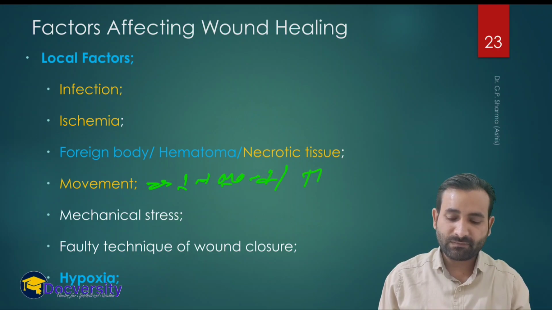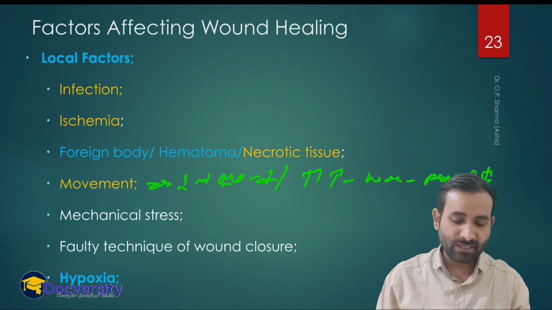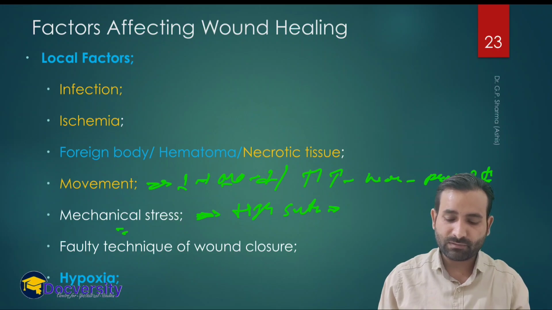If you have excessive movement, you have more blood flow, that produces the proud flesh. So remember, mechanical stress, you have the mechanical stress at the site of the wound. For example, you apply a tight suture, right? Tight suture means that produces what? The necrosis of the tissues, right?